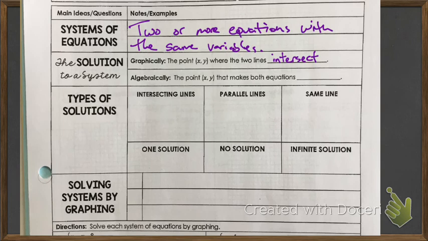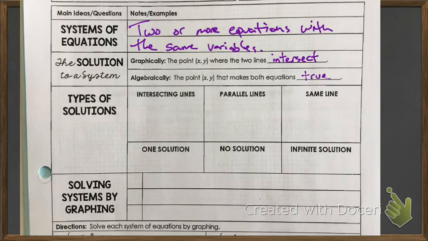And algebraically what this means is that point where they cross is the only point that makes both equations true. So where two lines cross is the only point on two lines where that xy coordinate would make both equations true. Okay?